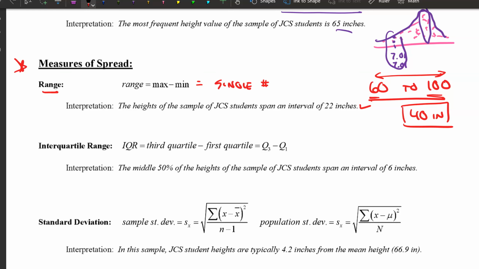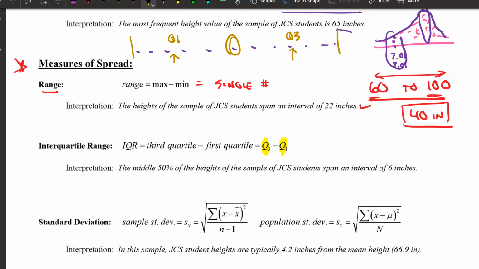IQR, interquartile range. This is defined to be the third quartile minus the first quartile. Terrible way to define things when I haven't defined what these things are. But if you have a data set here, the median is that middle number, right? Well, the median separates the data set into two chunks. If you take the median of the lower data set, that's going to be quartile 1, and if you take the median of the upper data set, that's going to be quartile 3.